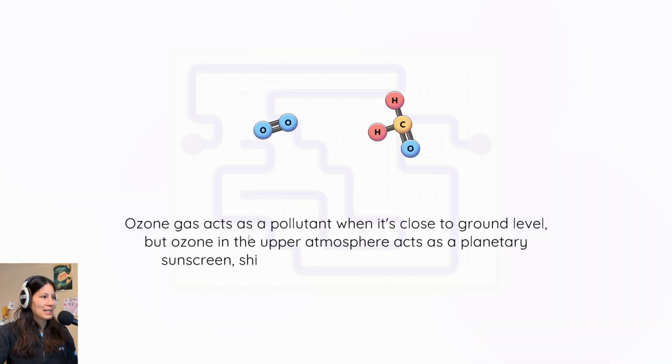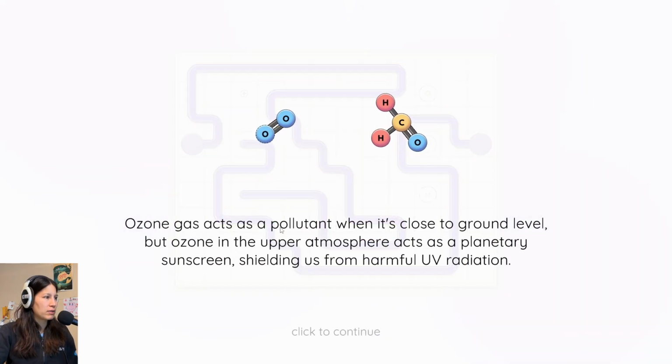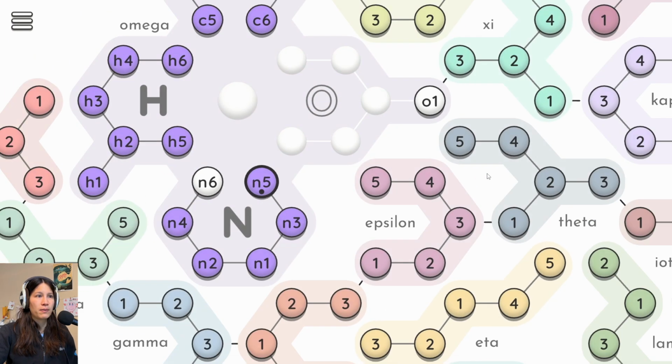Yay! Ozone gas acts as a pollutant when it's close to ground level, but ozone in the upper atmosphere acts as a planetary sunscreen, shielding us from harmful UV radiation.